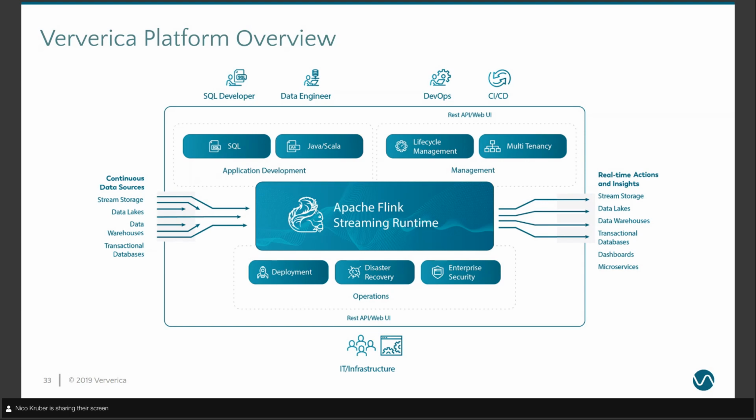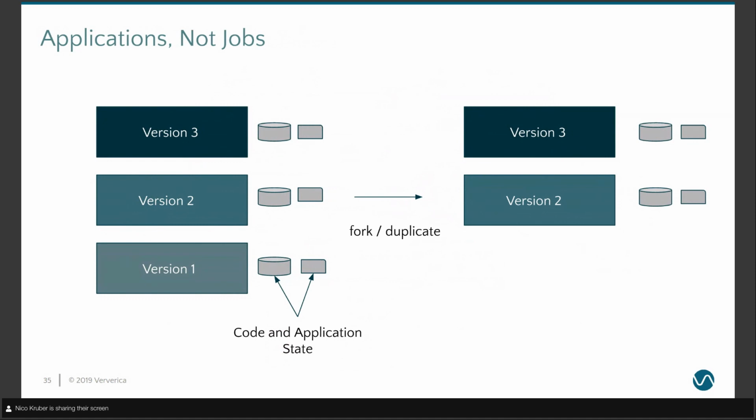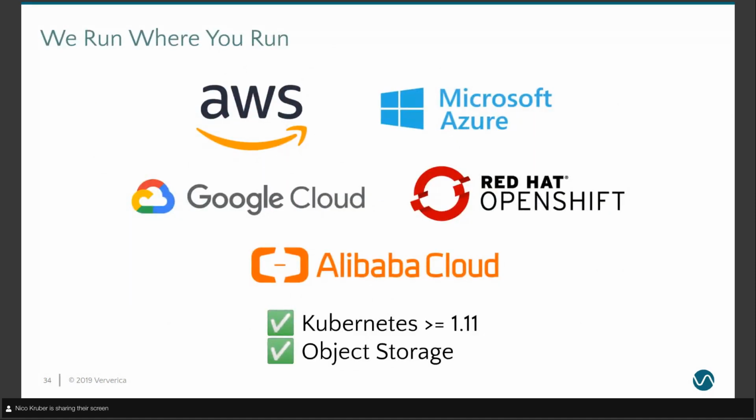So we built Apache Flink into the core of our product, and we do this on top of your infrastructure. With that, we basically run where you run. We have a very slim list of dependencies for getting the platform deployed. This is a Kubernetes cluster, with at least version 1.11, and in addition to that, some object storage, which you would need for fault tolerance in Flink anyway. With just your normal Kubernetes cluster, which can be run in any of your favorite cloud providers or on-premise, like on OpenShift, you can get the platform up and running very quickly, and then get started.